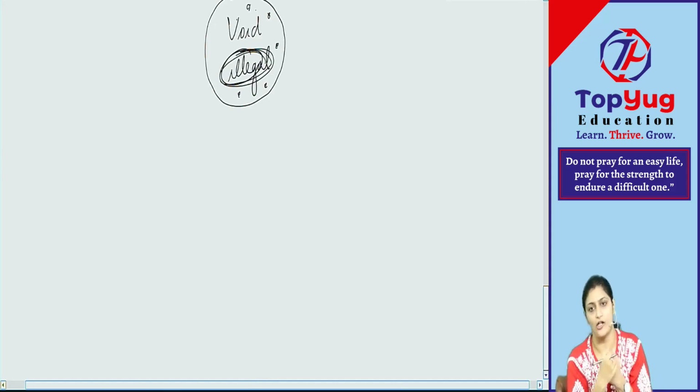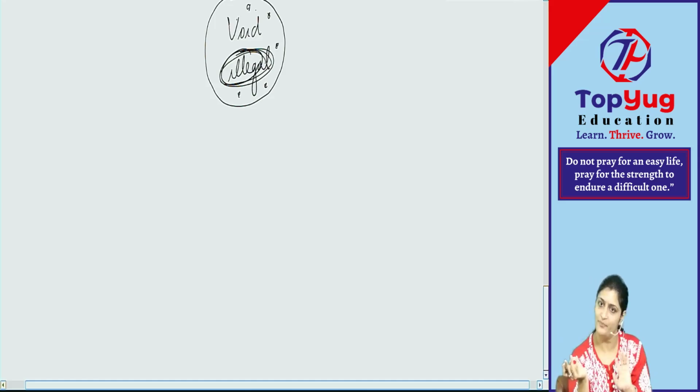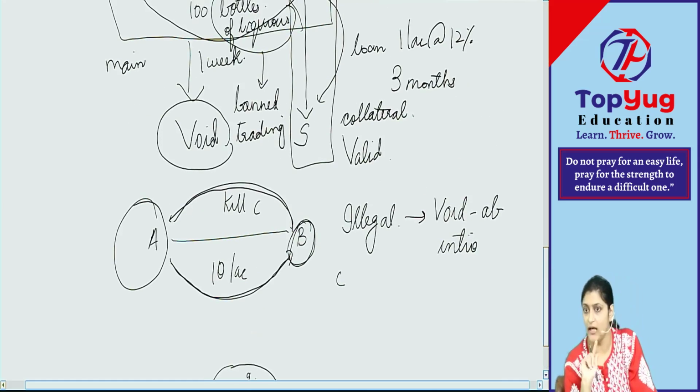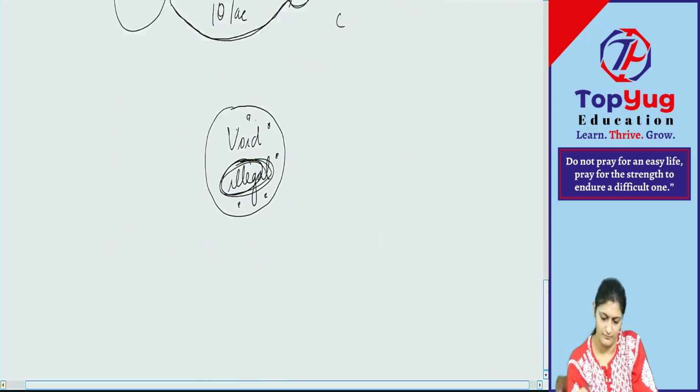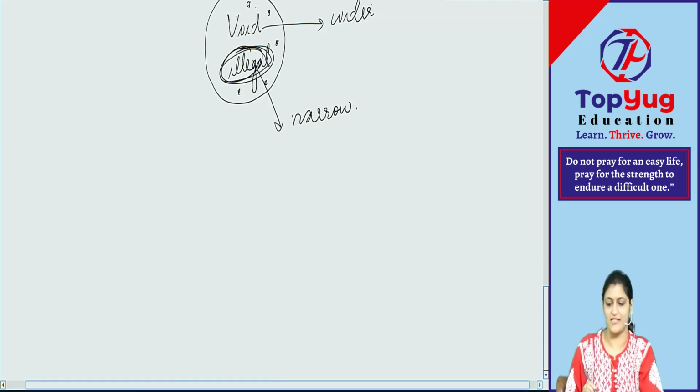Any other essential element not satisfied, it will be what? Void. Certainty of meaning not there, it will be a void agreement. But will it be illegal? No. Is this point clear to everybody? Yes or no? So from this you can say all illegal are void, but all void are not illegal. Okay. So void is always wider and illegal is always narrow. Now I think you understood what is wider and narrow. Yes or no?